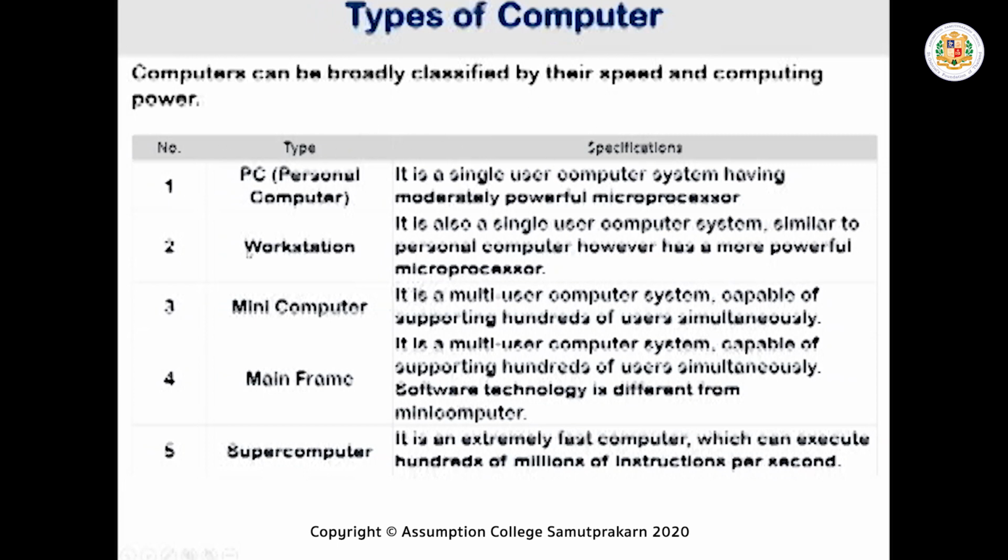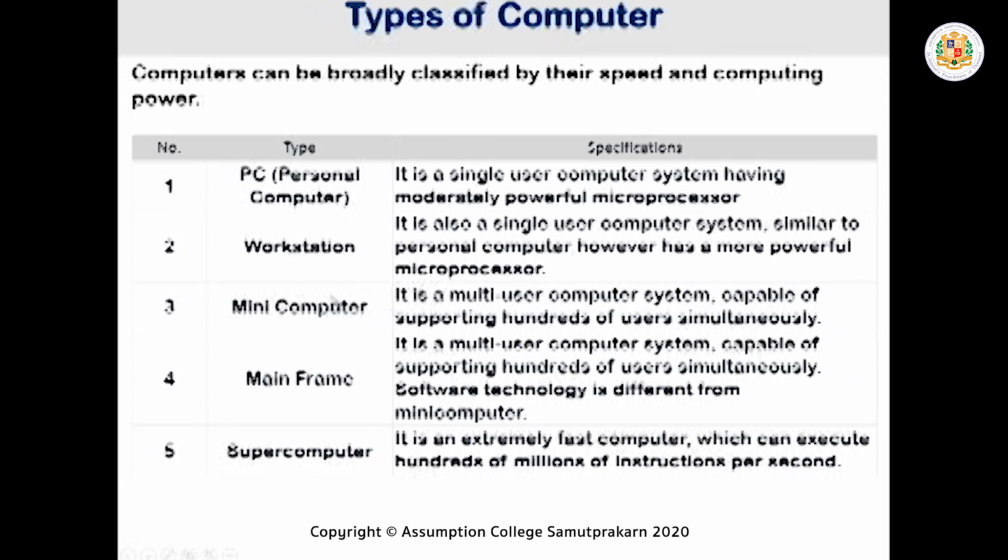Number one, we have a PC or a personal computer. It is a single user computer system having a moderately powerful microprocessor. This is what we use at home. Next, we have a workstation. It is also a single user computer system, similar to a personal computer, however it has a more powerful microprocessor. Workstations you can see in offices, in banks, in schools.